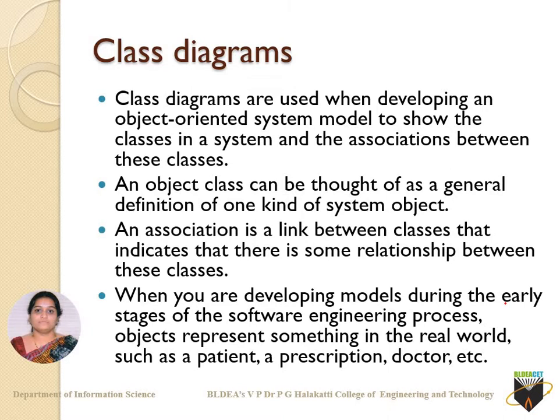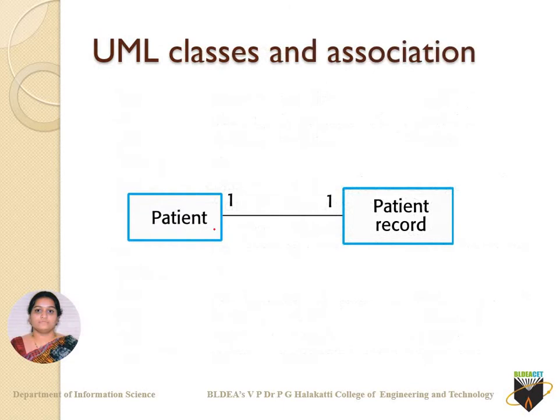When you are developing models during the early stages of the software engineering process, objects represent something in the real world, such as a patient, a prescription, a doctor, etc. You can come across this as an example. I need not give you more examples because we already covered them in our second module, with more detail on the class model and state model.